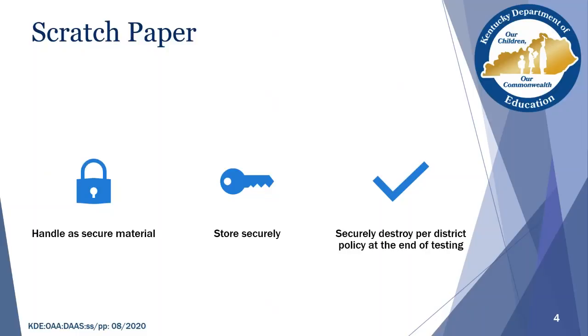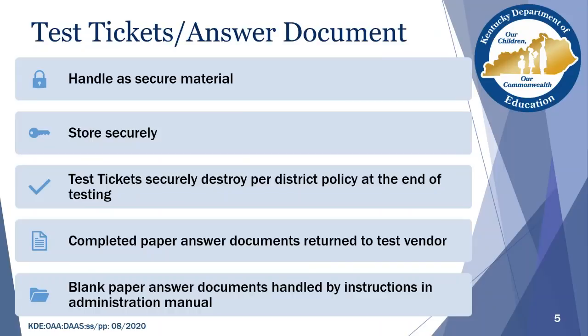Test tickets and answer documents should be treated as secure materials. Some of our test tickets could be in the scratch paper pile if students used it for scratch paper. As your materials ship back to the vendor, it is time to securely destroy all the test tickets according to your district policy. Completed answer documents will be returned to the vendor for scoring. Depending upon the assessment, you may or may not return blank answer documents. Please refer to the test administration manual for guidance on how to handle blank answer documents.